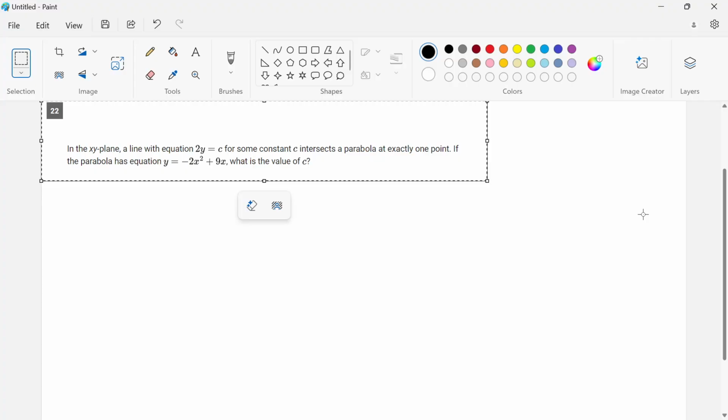This is Digital SAT Practice Test 1, found on Blue Book. Module 1, question 22. In the xy plane, a line with equation 2y equals c for some constant c intersects a parabola at exactly 1 point. If the parabola has equation y equals negative 2x squared plus 9x, what is the value of c?